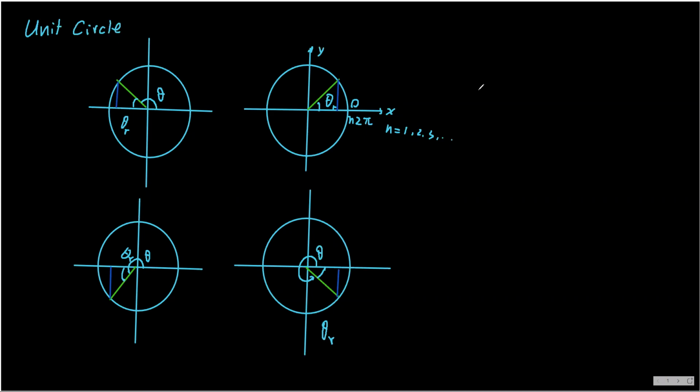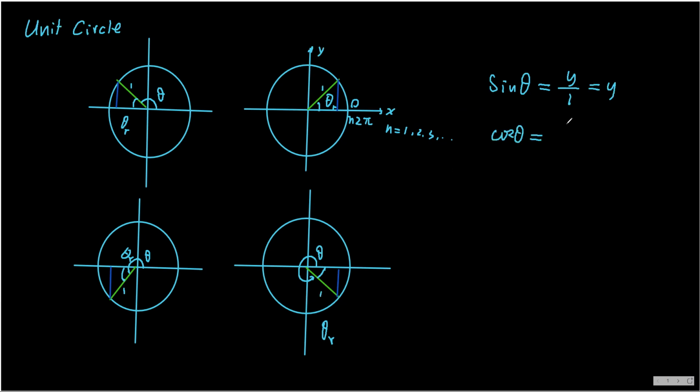In this case, we can define sine theta. Theta can be anywhere. Unit circle means the radius is one. Sine theta is opposite over hypotenuse, which is y over 1, or equal to y. Can you see that? How about cosine theta?